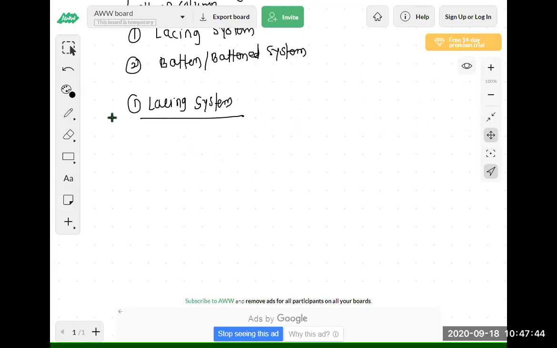So lacing system is nothing but the main members or I sections connected or built up by using the lacing flats. So I will show you with the sketch. So you can see the sketch first, and then we will again define this.